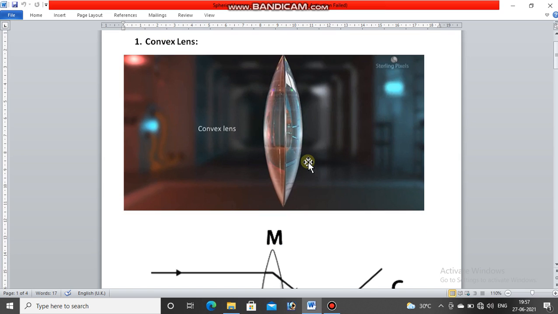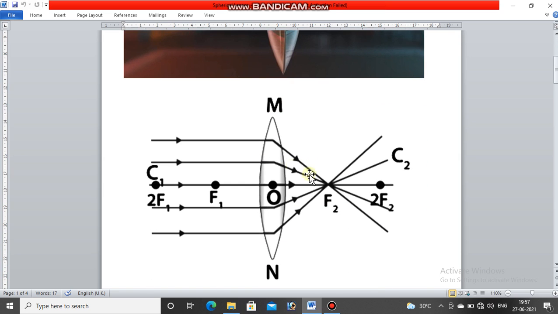Now if we move to the diagrammatic structure, here you can see a convex lens, with its two ends marked M and N. The two ends are thinner and the middle portion is thicker. Here at the center there is one point known as the optical center, which is marked with O. Other than this point O, we have four other points. On the left hand side we have 2 points, and on the right hand side we have 2 points.